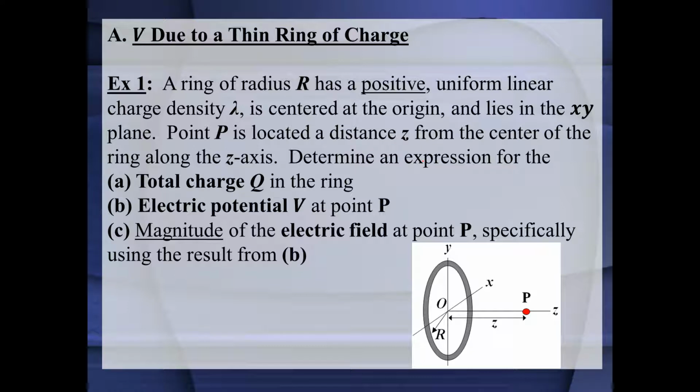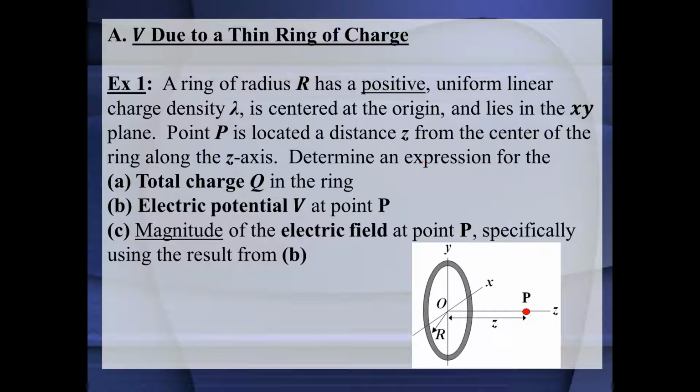Okay, so let's jump straight to some example problems. So this is back to the ring of charge we were looking at in the last lesson. I have a ring that has a radius capital R and a positive uniform linear charge density, lambda. It's centered on the origin, and it lies in the XY plane. Point P is located on an axis from the center of the ring, along the z-axis, at a distance z from the center.